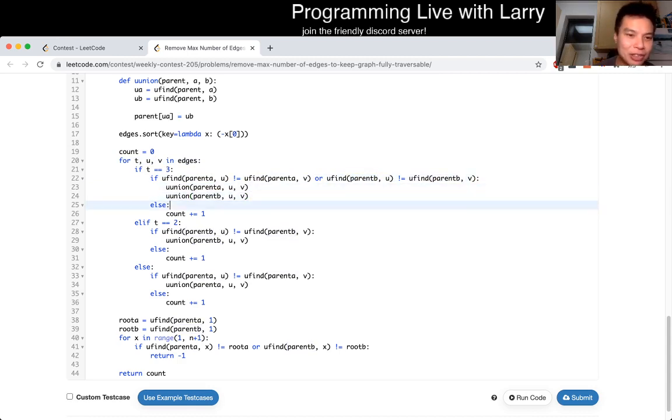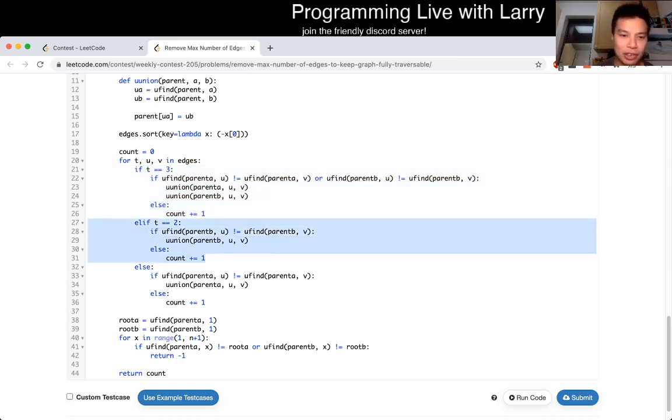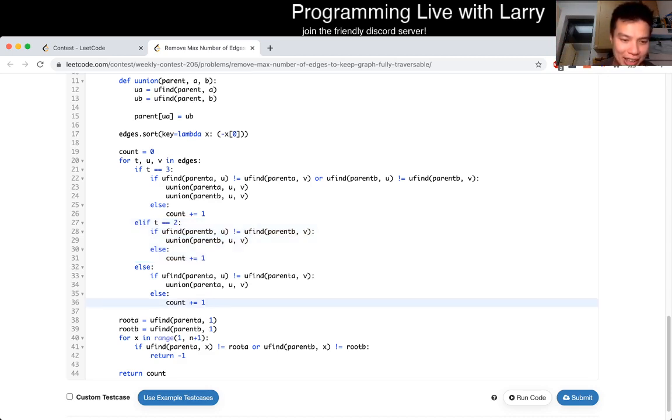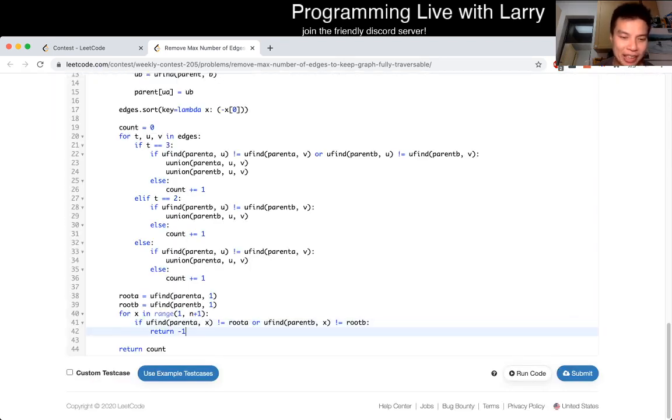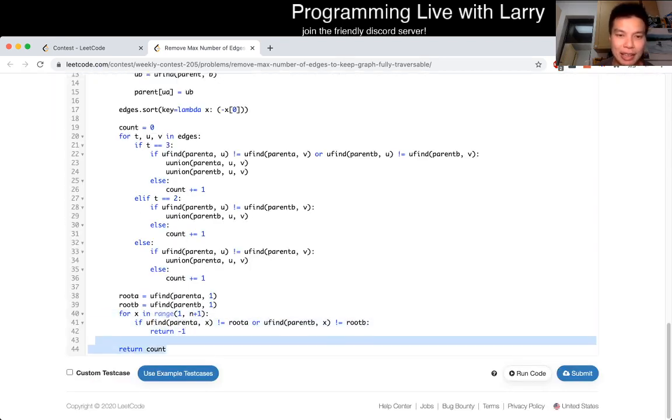And then after you process all the type 3 edges, now you have multiple spanning forests, and these things just count whether the current edge that's coming in connects two forests, right? So that's the idea behind this problem. And at the very end, we just double check that the graph is connected, both for Alice and Bob. If not, you have to return -1. Otherwise, we return the count that we get.